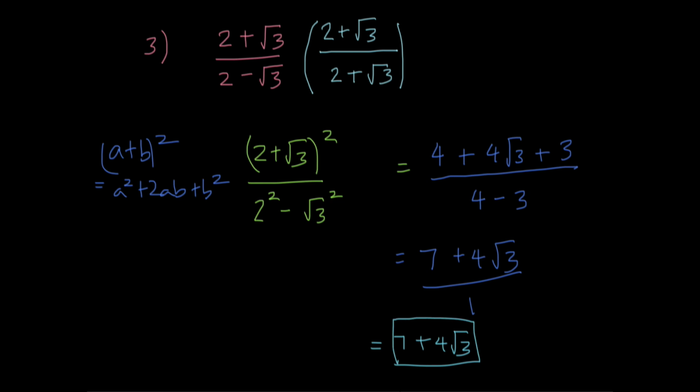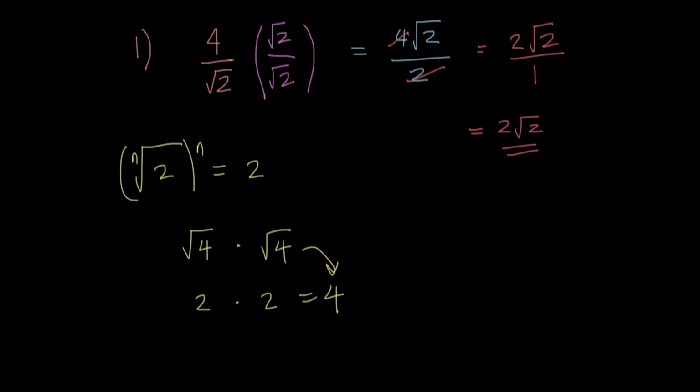Okay, so this is the idea of rationalizing the denominator, where all you have to do is multiply by the conjugate if there is a positive or negative sign in the denominator, or like we saw in the first example, just multiply by the value itself.